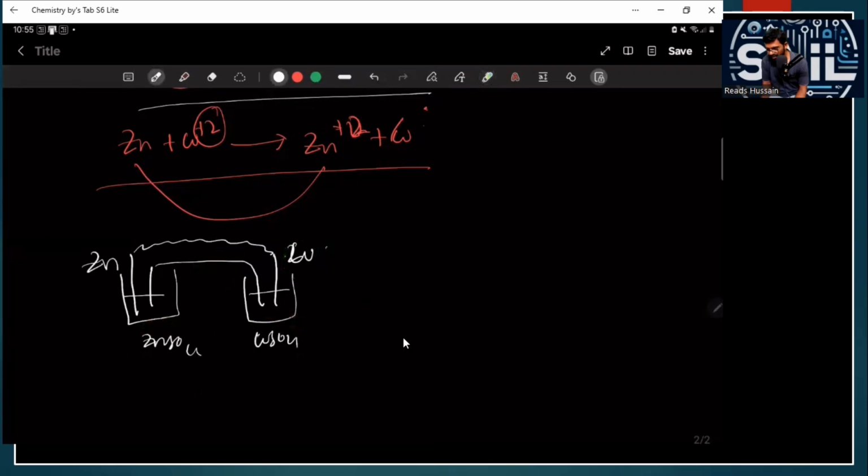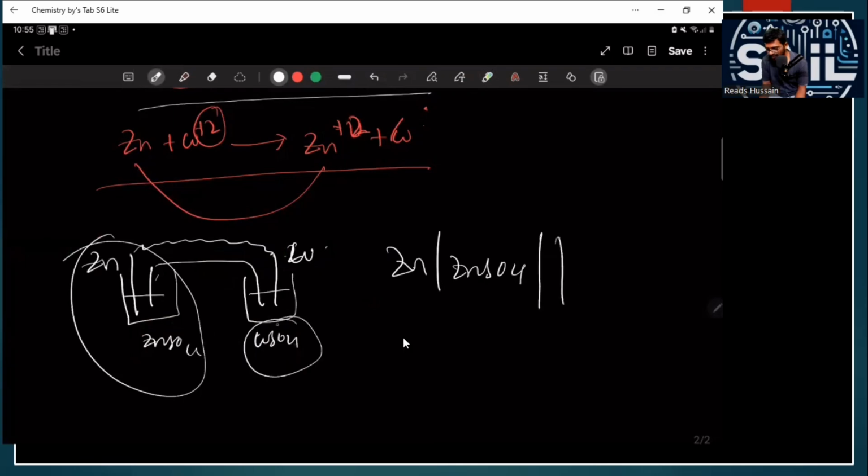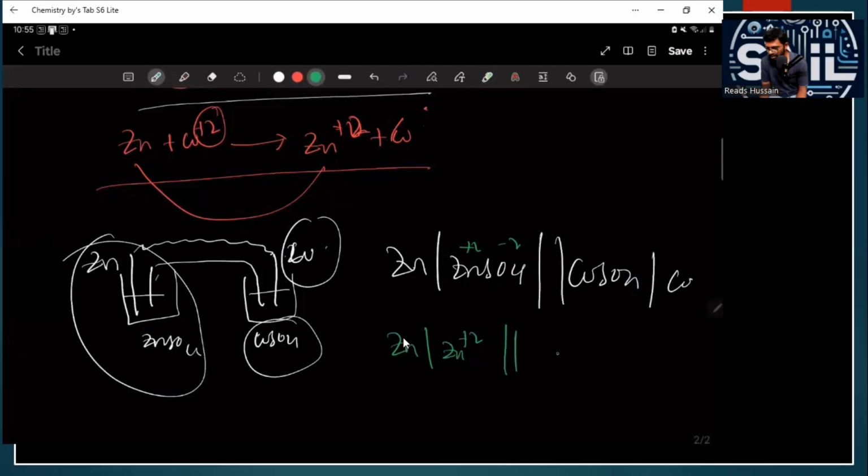Now I am going to write Zn | Zn plus ZnSO4. Okay, this part is over. Now the salt bridge, two parallel vertical lines, then copper sulfate, CuSO4, then copper | Cu. This is the representation. Or this can be simply written as Zn | Zn plus 2. Why? Here Zn plus 2 and SO4 minus 2 ions will be there. Two parallel vertical lines. Then Cu plus 2, because Cu plus 2 ions will be there, | Cu. So this is the simple representation of a galvanic cell.